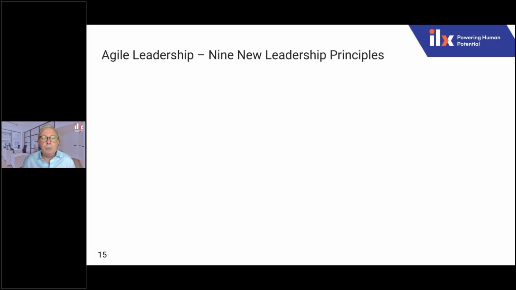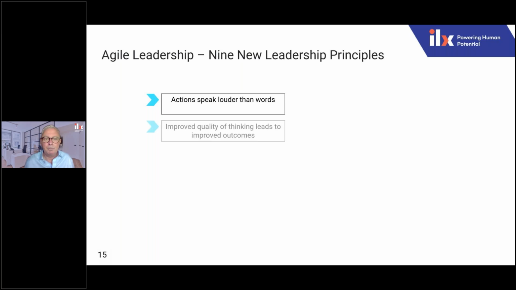And so very new to Agile PM, and I personally am delighted to see this, is the 9 new leadership principles. When it talks about actions speak louder than words, they're referring to the manager. Leadership comes from visibility. You can't be an invisible leader. It doesn't work. But it's a case of lead and people will follow. It's the manager's actions that speak louder than words. Quality of thinking leads to improved outcomes. Having the right group think and focus on quality.